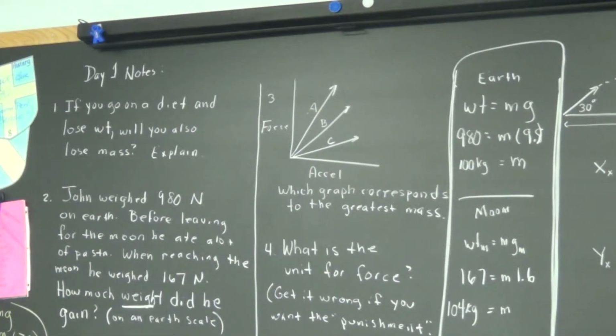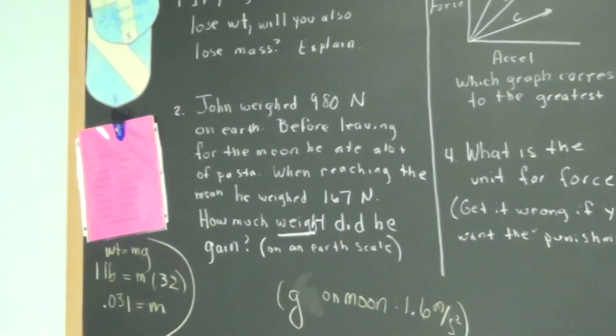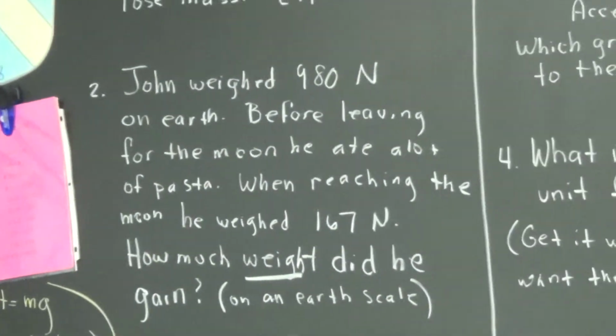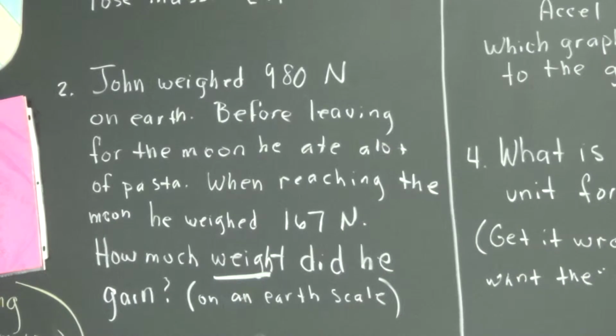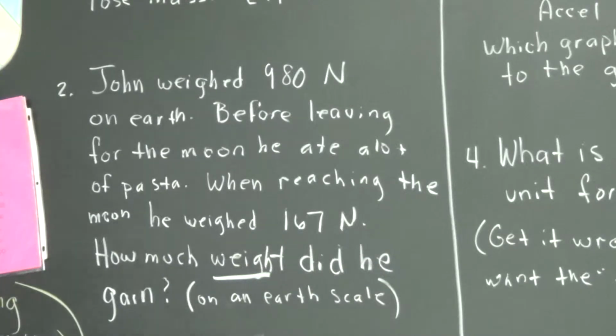All right. John weighed 980 newtons on Earth. Before leaving for the moon, he ate a lot of pasta. When reaching the moon, he weighed 167 newtons. That means on the moon, how much weight did he gain, or did he gain at all? And we're talking about on the earthly scale.